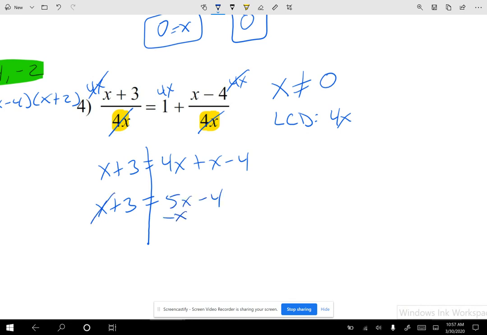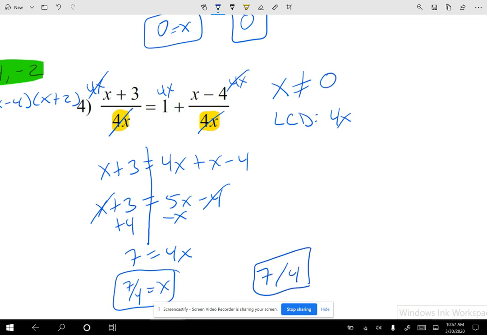Let me subtract an x. Let me add a 4. So I have that 7 is equal to 4x. So x is equal to 7 divided by 4. That's a number. It's a good number because it's not on my list of the numbers I cannot accept. When you type this, it's 7 over 4.